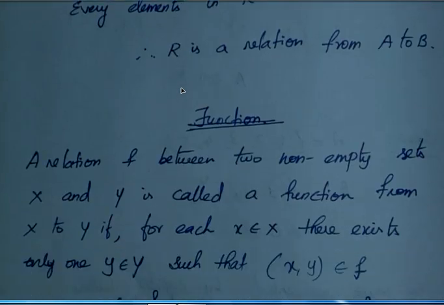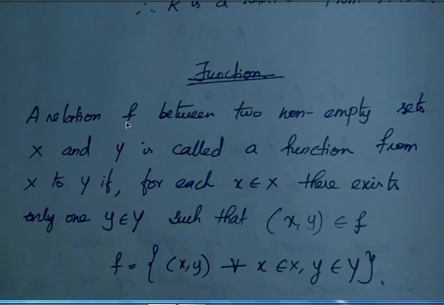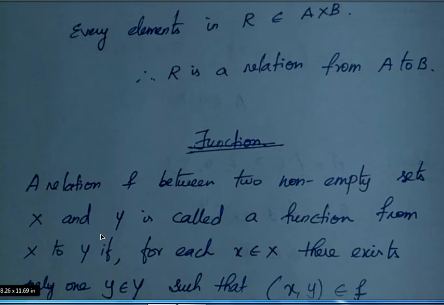Next one is the function. Function is a subset of relation. A relation f between two non-empty sets x and y is called a function from x to y. Relation நம்ம function னு சொல்லணும்னா, if for each x belonging to x there exists only one y belonging to y, அதாவது x ஓட பேர் ஒரே ஒரு பேர் தான் இருக்கணும், such that x, y belong to f. அந்த மாதிரி இருக்கிறத மட்டும் தான் நம்ம function சொல்லுவோம்.